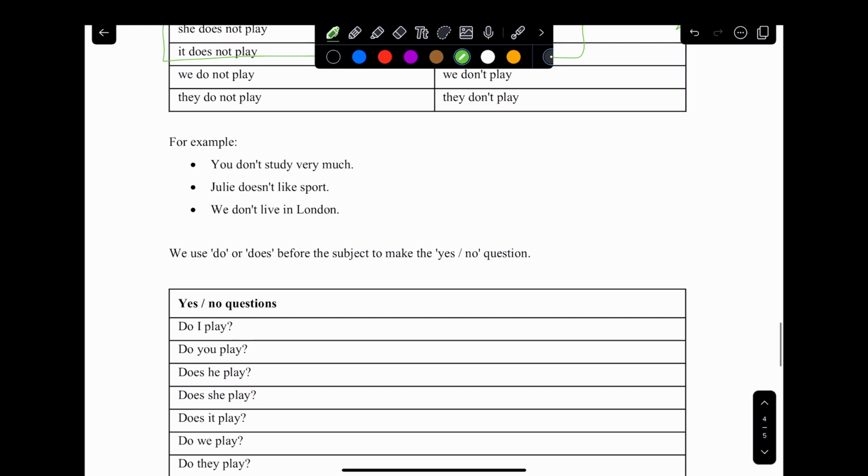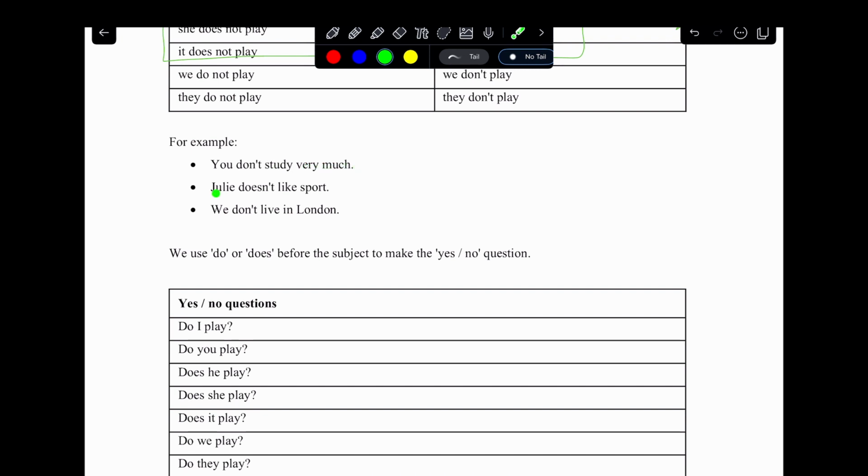So for example, you don't study very much. You don't study very much. You don't study much. Julie doesn't like sport. Julie doesn't like sport. Julie doesn't like sport, and here we used does or doesn't, so the verb like doesn't get an s.